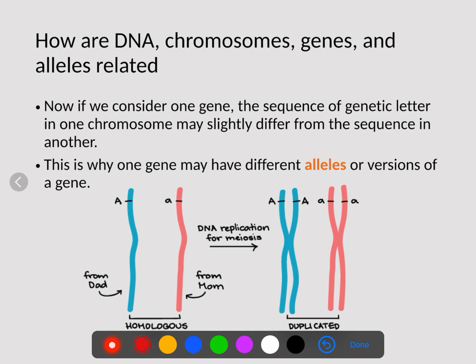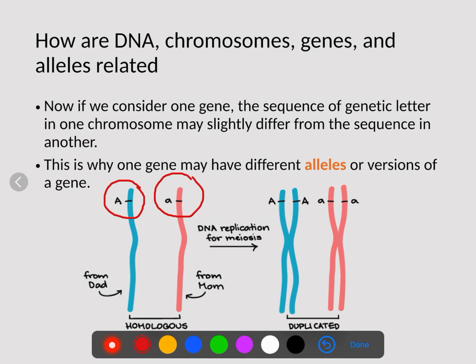Now, if we consider one gene, the sequence of genetic letters on one chromosome may be a different sequence from person to person. These different sequences that occur on the gene, we call alleles, or versions of the gene. The easiest way to think about it, remember, we get a pair of homologous chromosomes: one chromosome from mom and one chromosome from dad. So one of the alleles in our genes comes from dad, the other one comes from mom. Again, this is what we're talking about as versions of the genes on these homologous chromosomes.